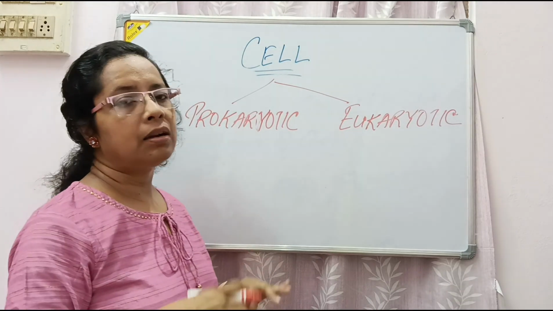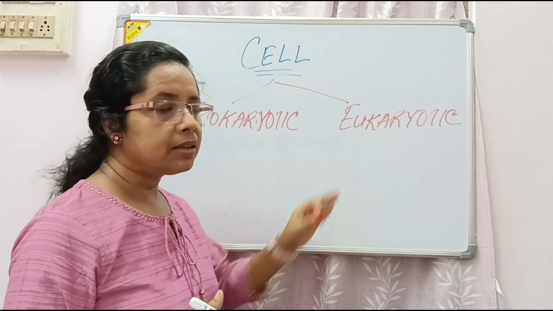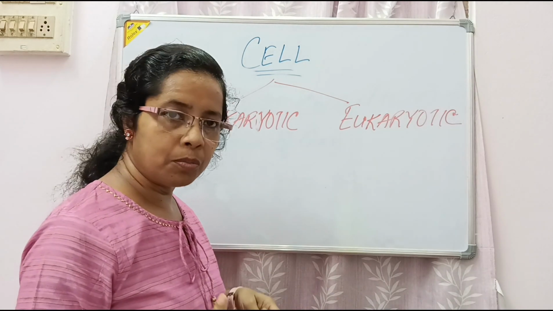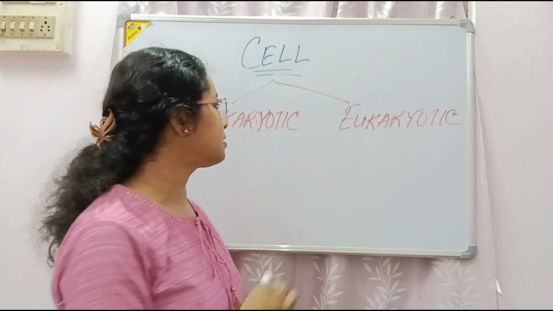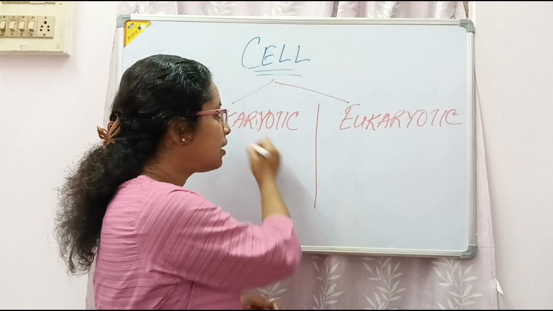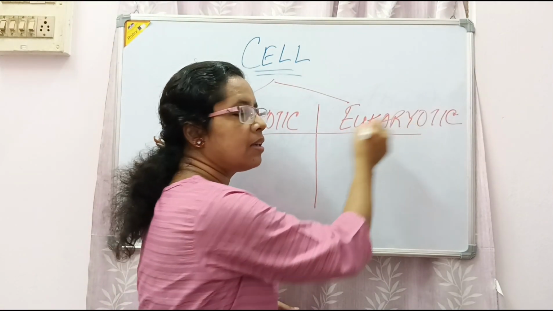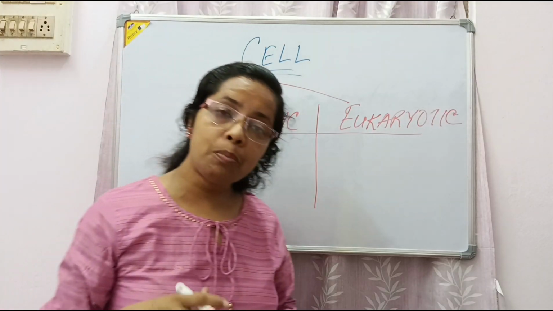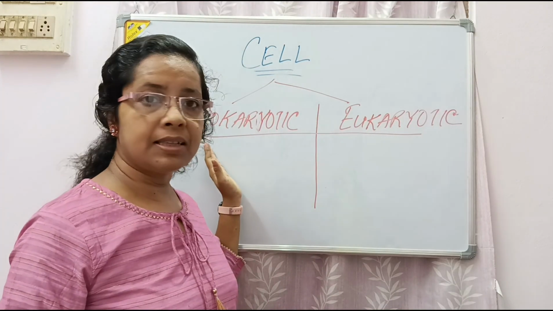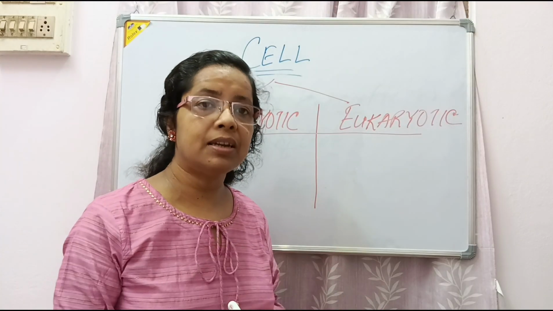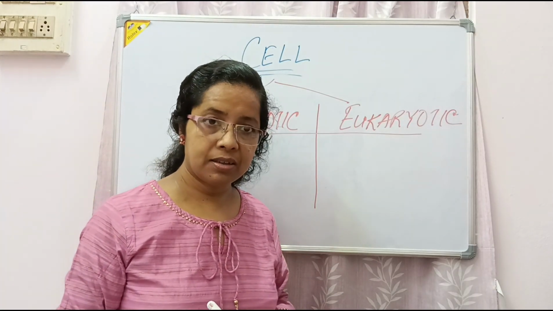Prokaryotic cells are quite primitive in nature. Eukaryotic cells are the more modern forms. The difference between prokaryotic cells and eukaryotic cells comes as a point of importance in exams. Prokaryotic cells don't have a definite nucleus or cell organelles.